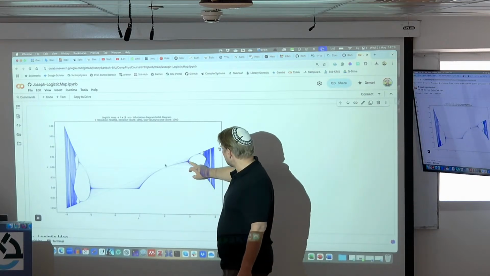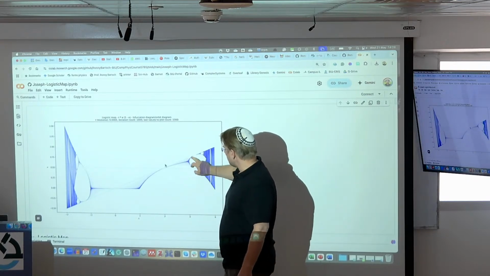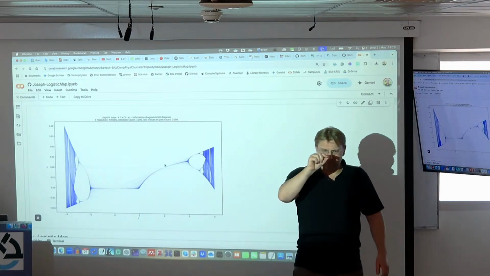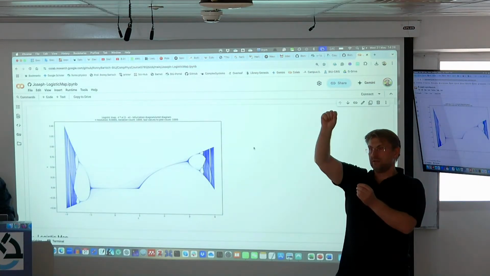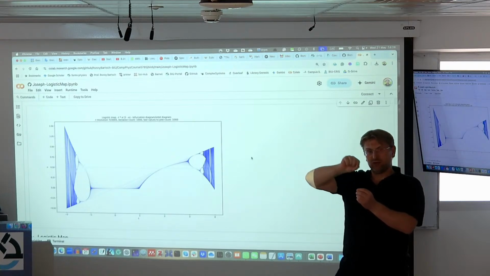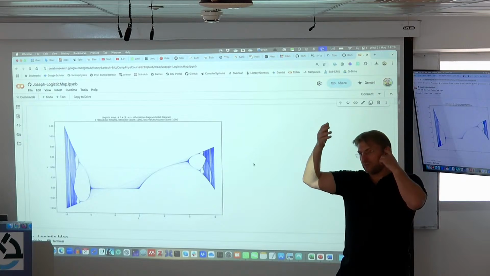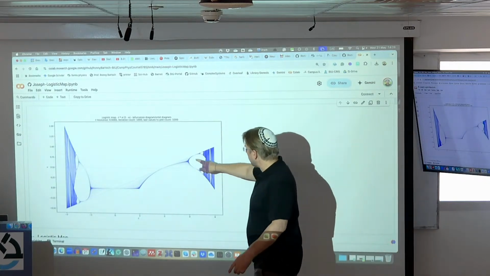Then you increase until you reach an r of 3. What you get at r equal to 3 is that your population of rabbits jumps between two values. One year it is this value, the next year it is that value. Then it is this value, that value. It jumps between two stable population points. So this is this bifurcation here.